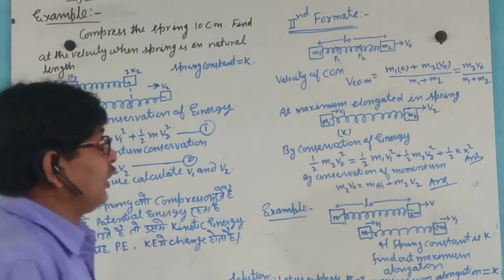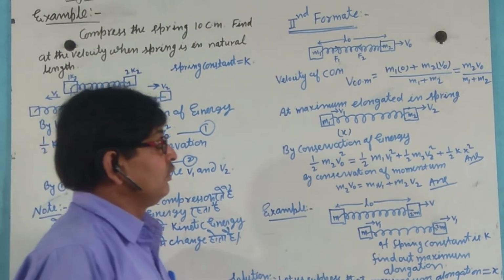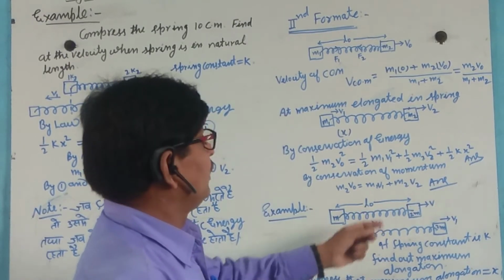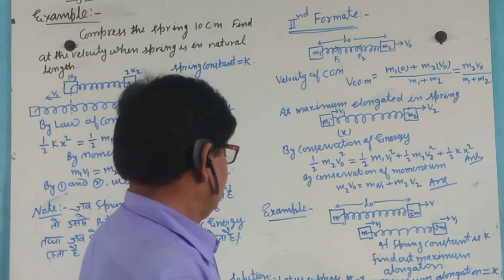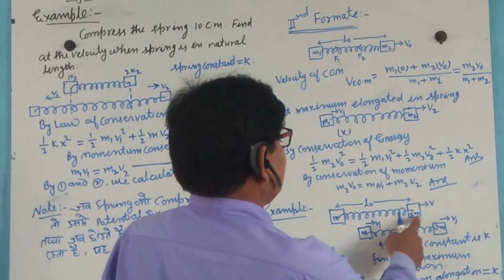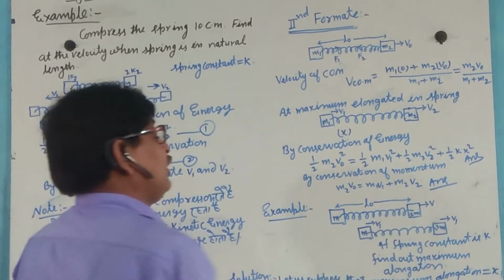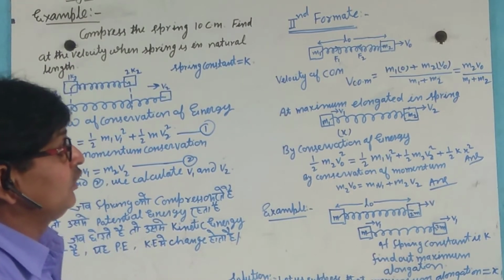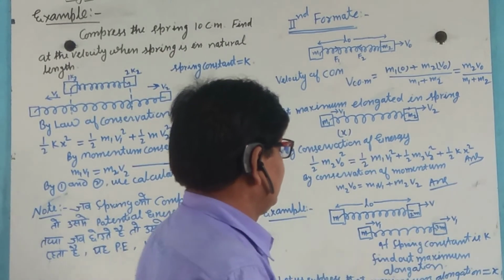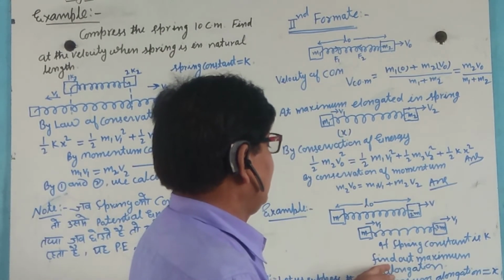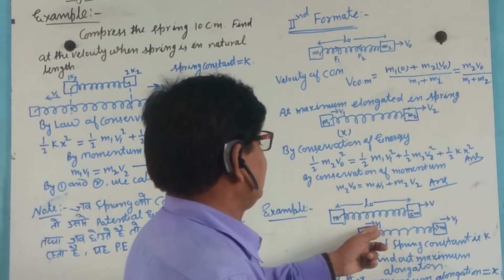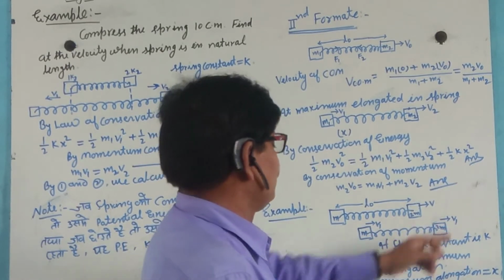Now we take the example here. Let us suppose that the length of the spring is L0, and this is a mass m, this is mass 2m. The velocity v1 is applied in this case, and the spring constant is k. Find out the maximum elongation in this case.